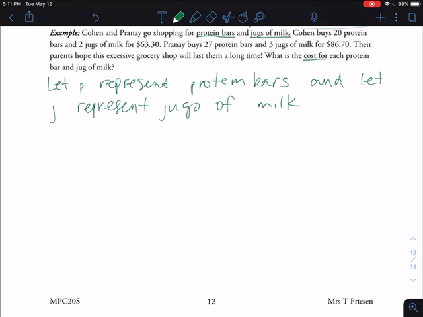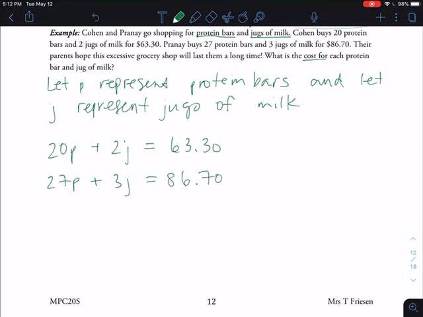So what do we see? Cohen buys 20 protein bars and 2 jugs of milk for $63.30. And then Brenna, on the other hand, buys a different number of protein bars, which is 27, and 3 jugs of milk for 86. I don't need the dollar sign because we're just looking at the equations. Sorry. Oh boy, goodness. 86. It's like I forgot how to write.